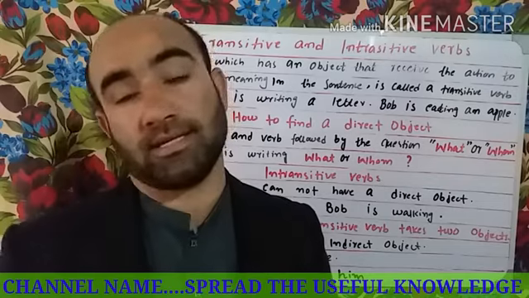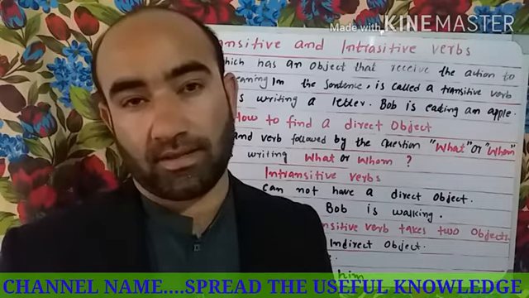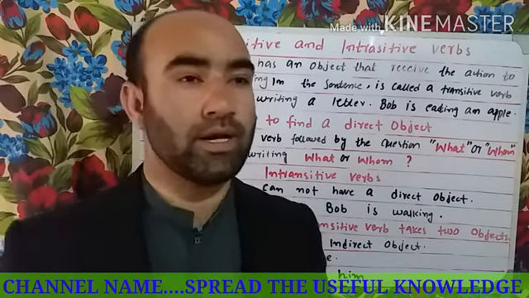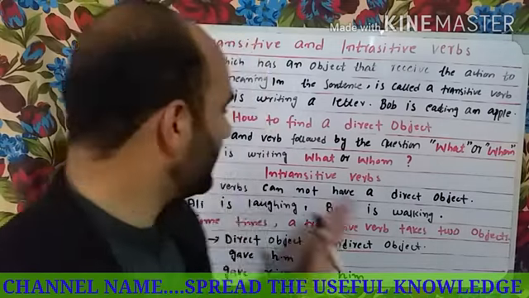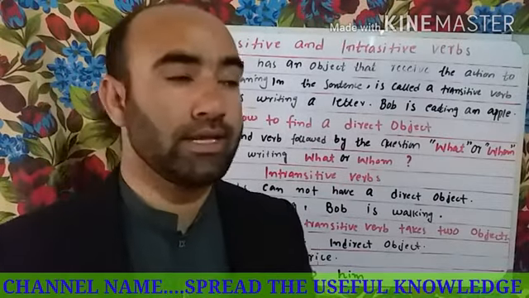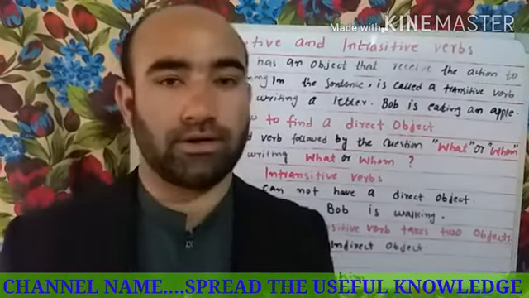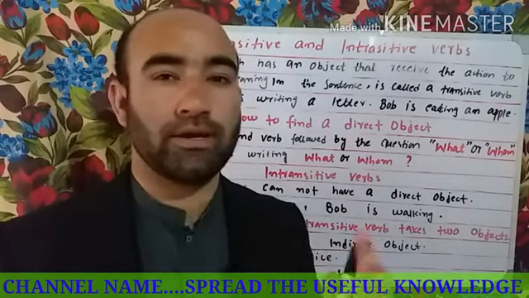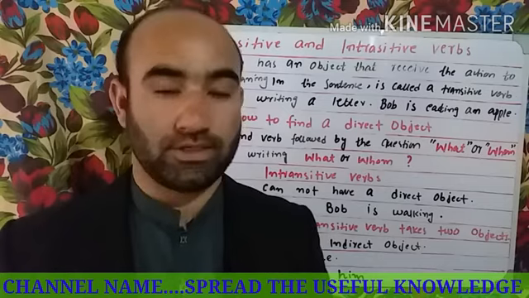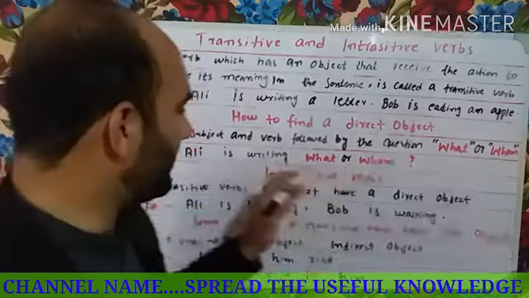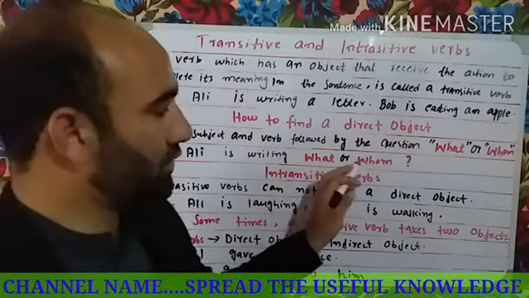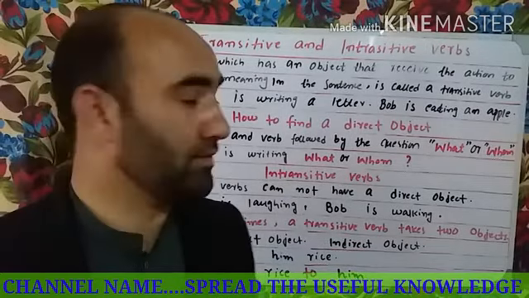If there is an answer, that will be a transitive verb. Ali is writing what or whom? Ali is writing a letter. So now we have the direct object, so it is a transitive verb. Through these two questions we can know the transitive verb.